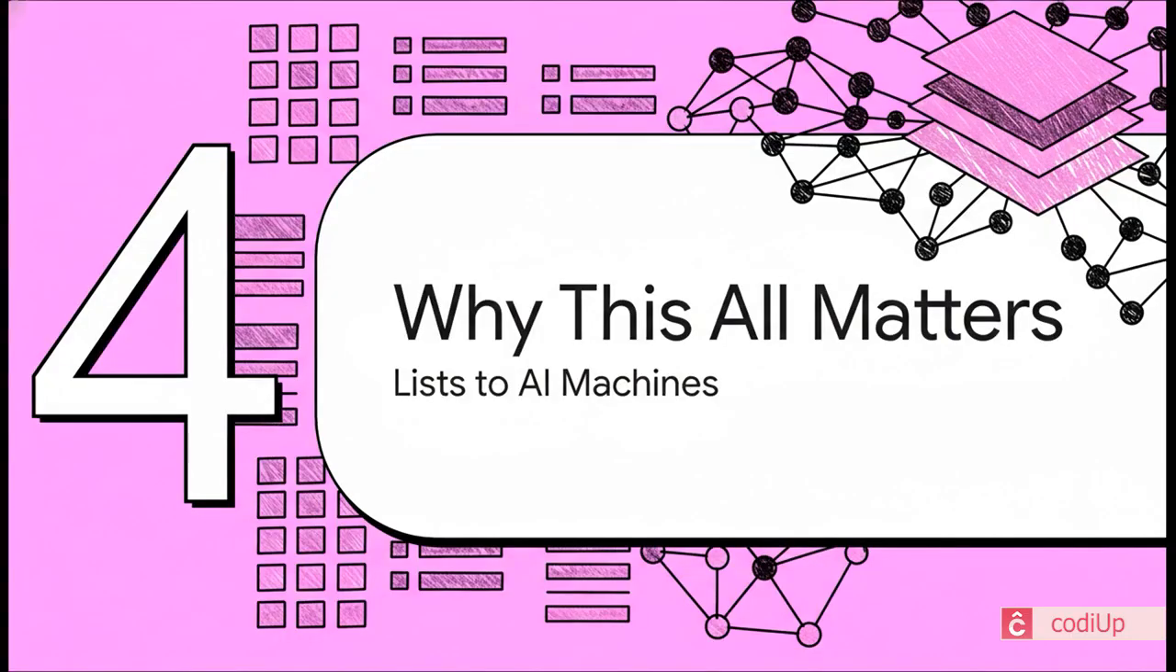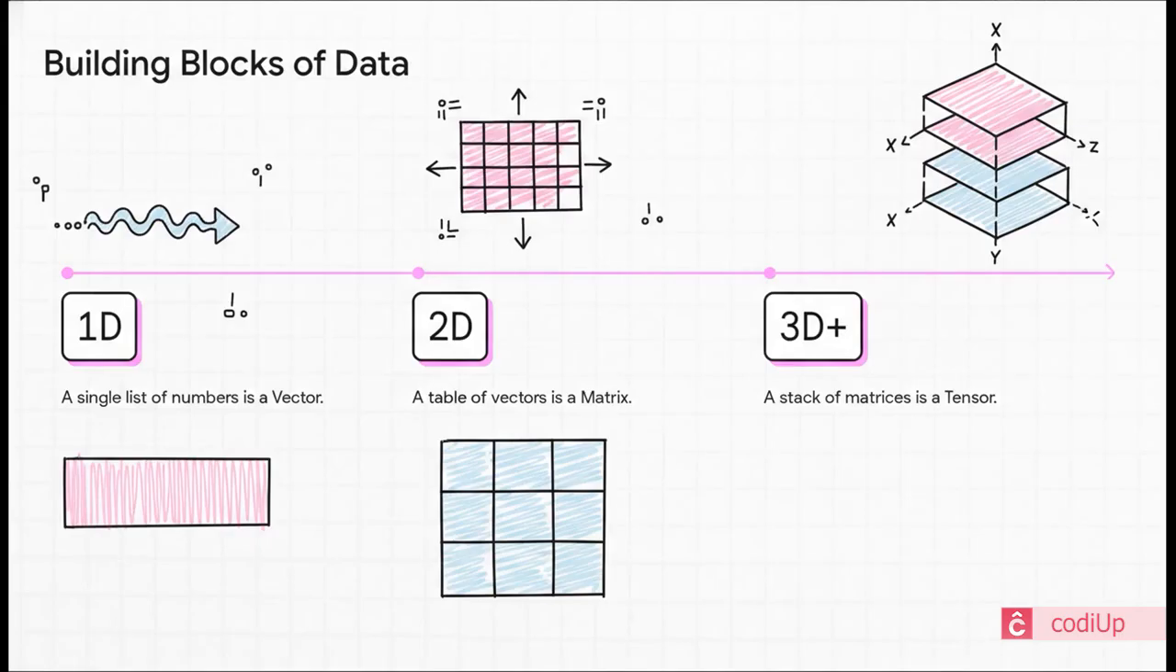Okay, let's bring this all home. We've gone on a pretty quick journey from a simple list of numbers all the way to the complex data structures that power today's most advanced AI. And the entire journey is really this simple. We started with the vector, just a single list. We stack those vectors on top of each other to create a matrix, which is really just a table. And then we stack those tables to create a tensor. See? It's just a simple, logical progression of building blocks.